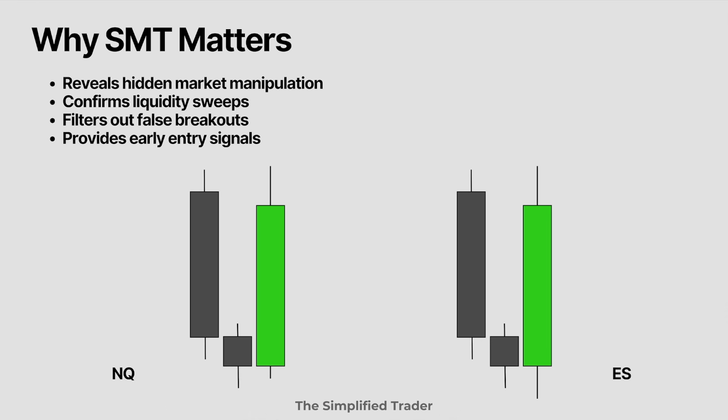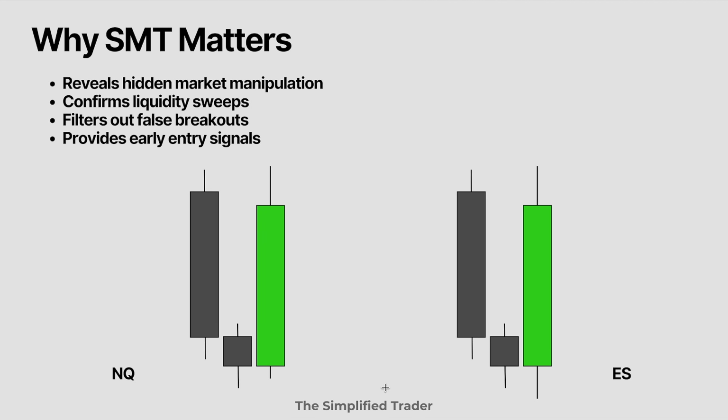I use SMT as my confirmation layer. As soon as I see divergence at a key high or a key low, I immediately drop to the 1 minute chart to refine my entry. It is a trigger to look for an expansion in the market. It reveals hidden market manipulation, it confirms liquidity sweeps, it filters out false breakouts, and it provides early entry signals.